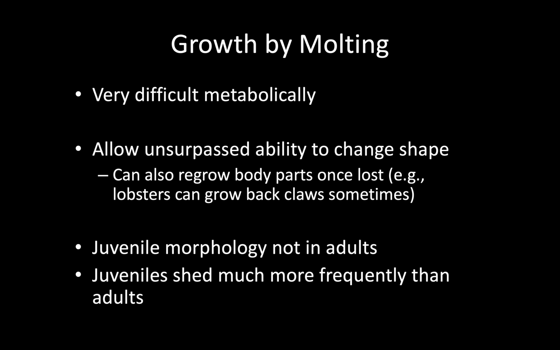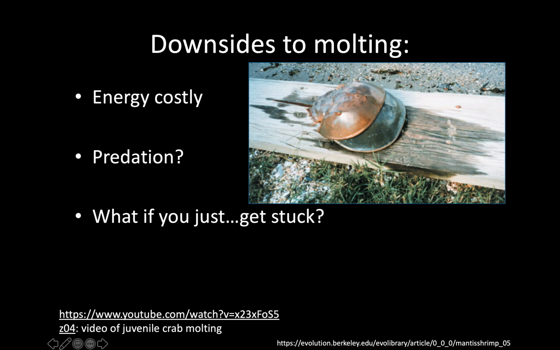So lobsters will molt up to once a week sometimes in their juvenile phase and then move towards closer to once a year as an adult. Now, as I said, it's energy costly, extremely energy costly. And it's also a problem because if you are shedding your exoskeleton, it takes a couple days for your new one to firm up. So if you're a lobster or something like that, you all of a sudden have a soft body, which is perfect for predating, right?